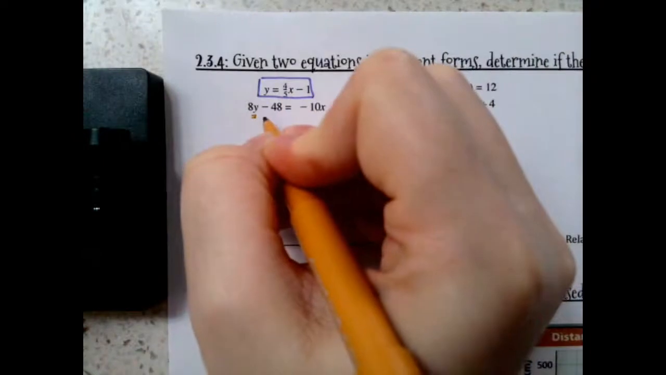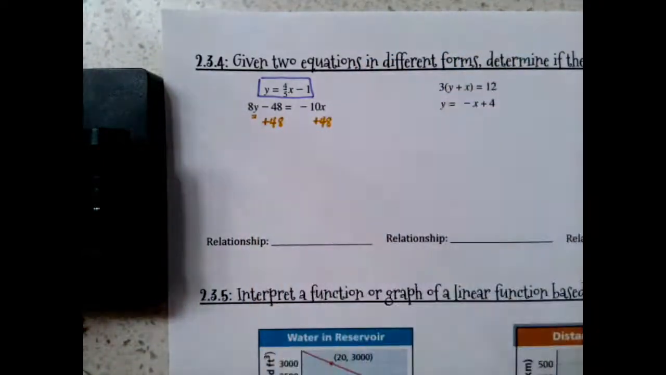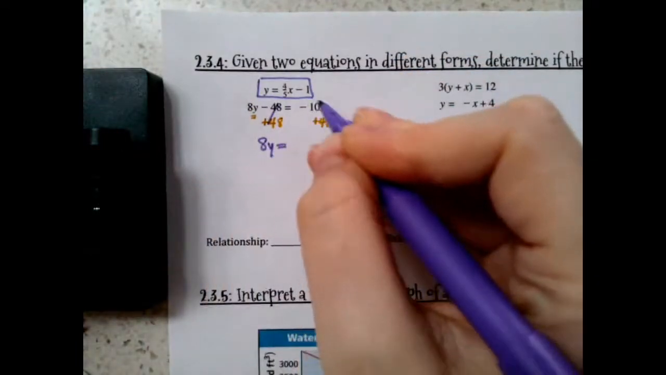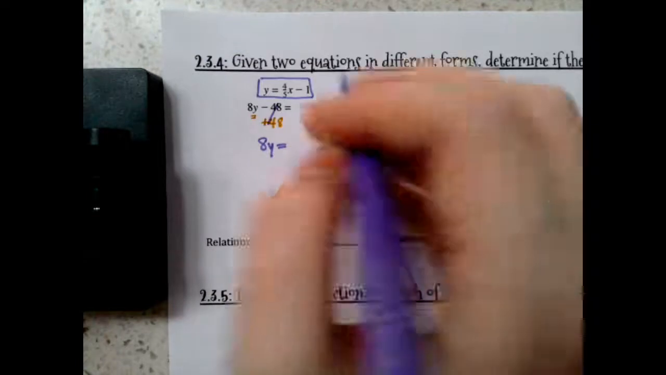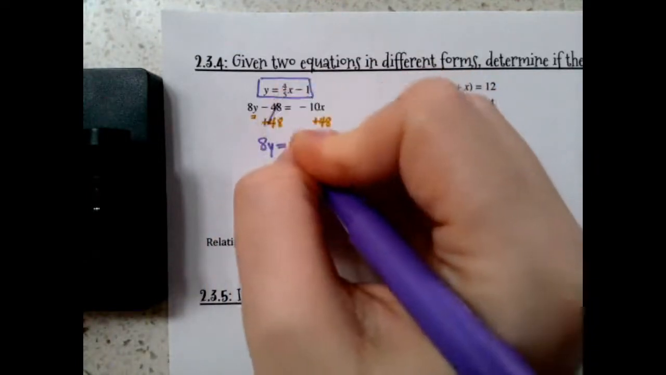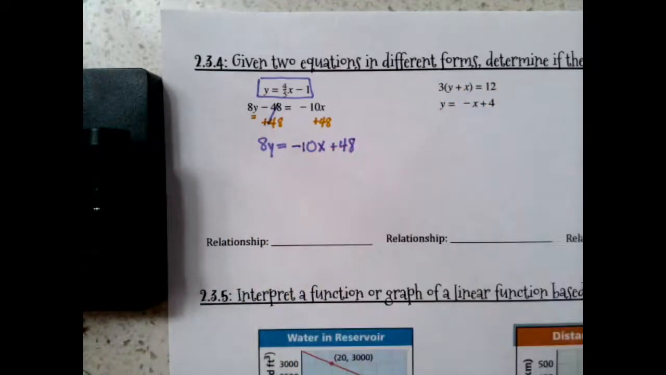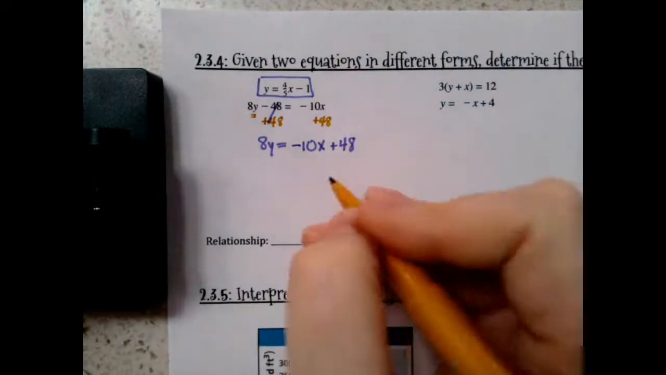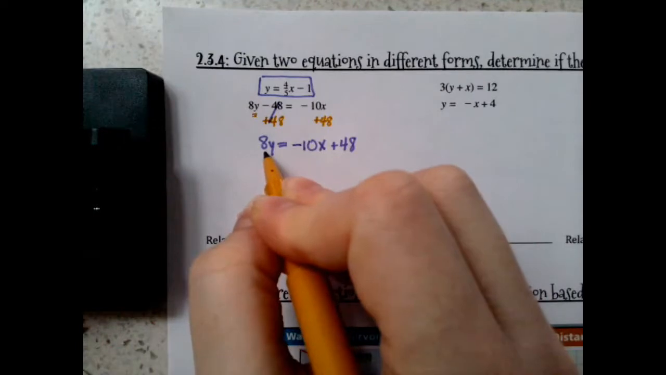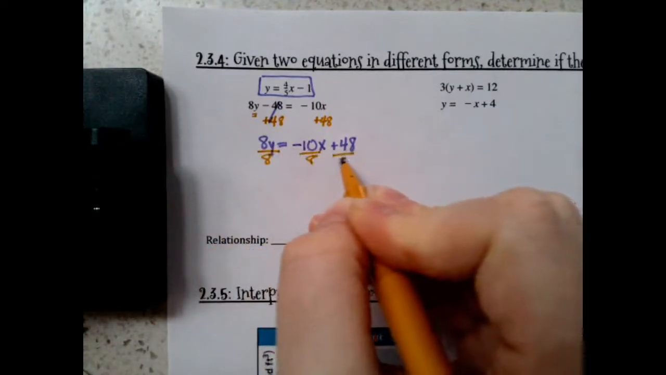So get rid of this minus 48 by adding 48. And over here, I notice these are not like terms, so I cannot combine them. I just need to rewrite them, and I'm going to keep the x out front because I notice x comes first here. So negative 10x plus 48. Then you are going to divide, and when you divide by 8, to get rid of the 8, you have to divide everything by 8.